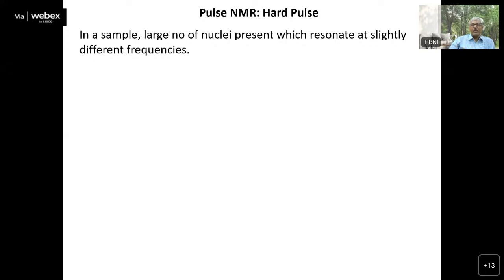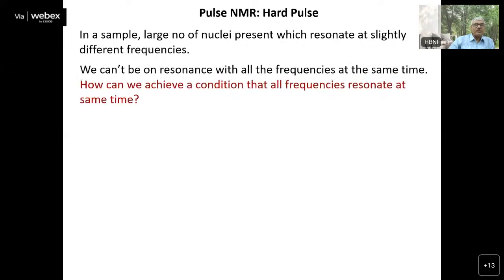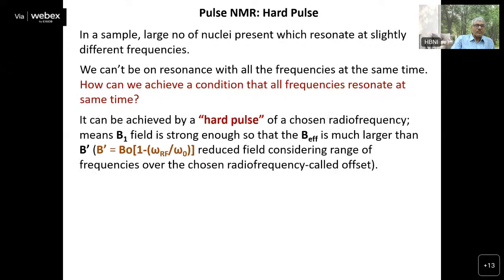When you have a large number of nuclei of different resonance frequencies, how can we rotate all this magnetization together? Because we cannot be on resonance with all the frequencies at the same time. So how can we achieve a condition in which all frequencies resonate at the same time?